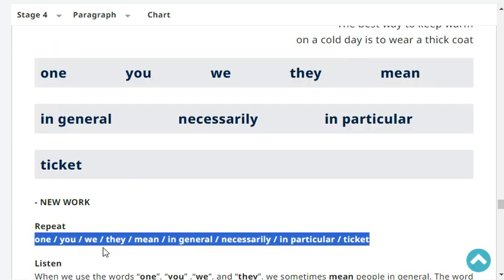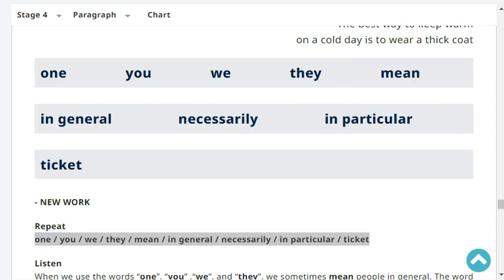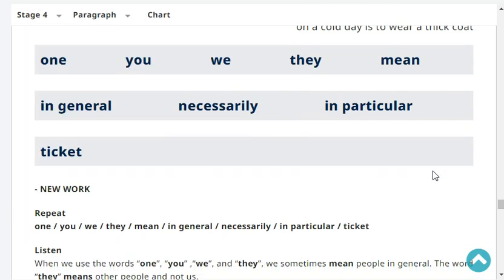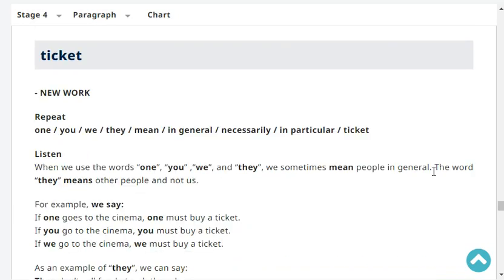Next, repeat: one. One. You, you. We, we. They, they. Mean, mean. In general, in general. Necessarily, necessary. In particular, in particular. Ticket. Ticket. Very good. Okay, listen.